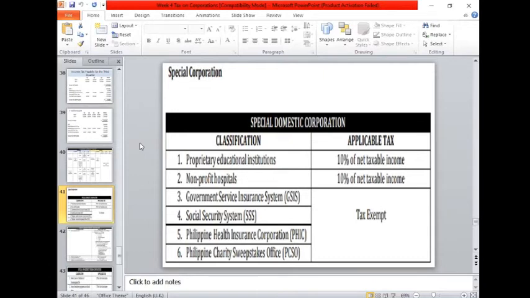But for the government-owned controlled corporations or GOCC, like SSS, GSIS, PhilHealth, and PCSO, or the Philippine Charity Sweepstakes Office, they are tax exempt. Remember, we discussed it in the week 2 topic that government entities are exempt from tax under the constitutional limitations of the taxation power.